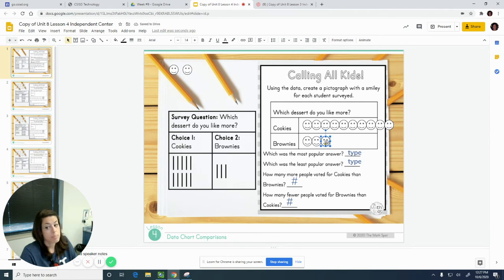Which was the most popular answer? Popular means who was liked the most? Cookies. So I'm going to put cookies. Which was the least popular answer? So which one did people really not like? Brownies.